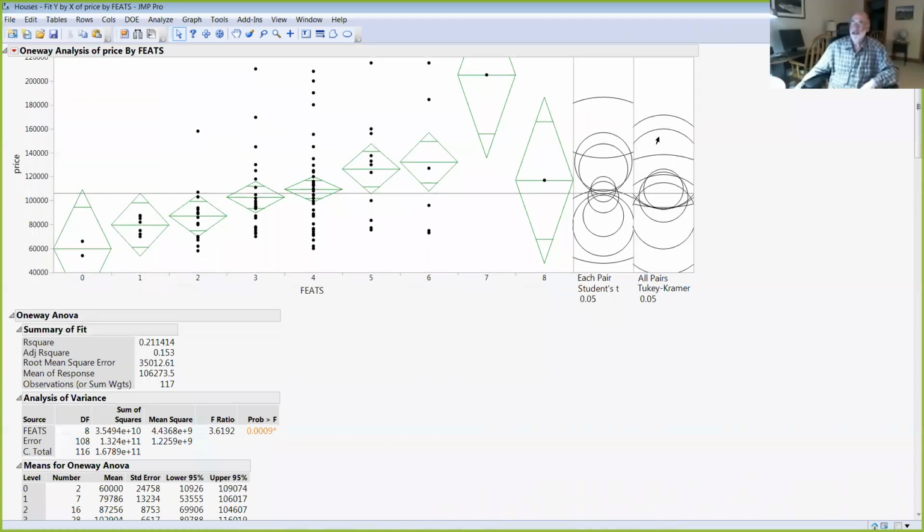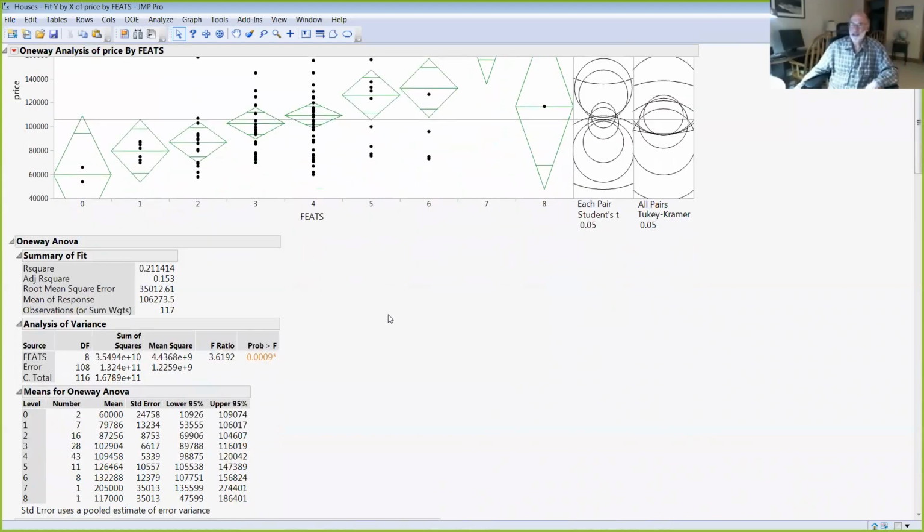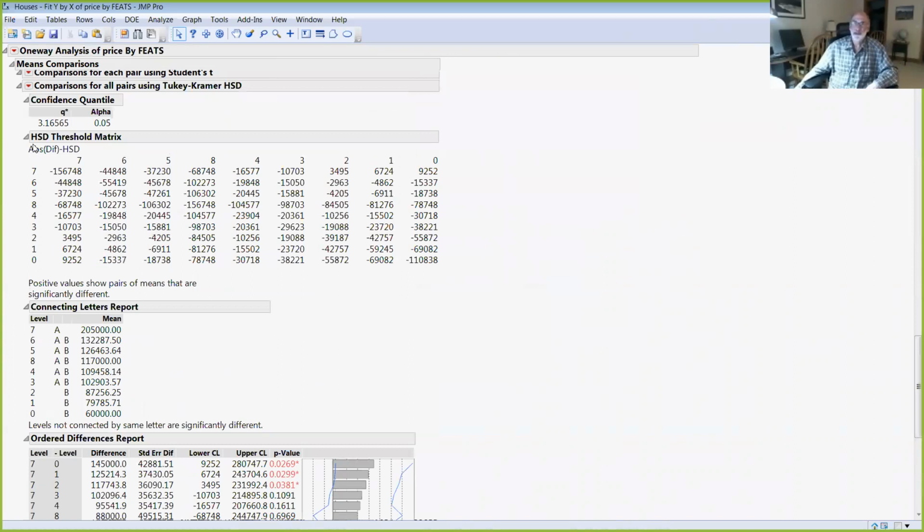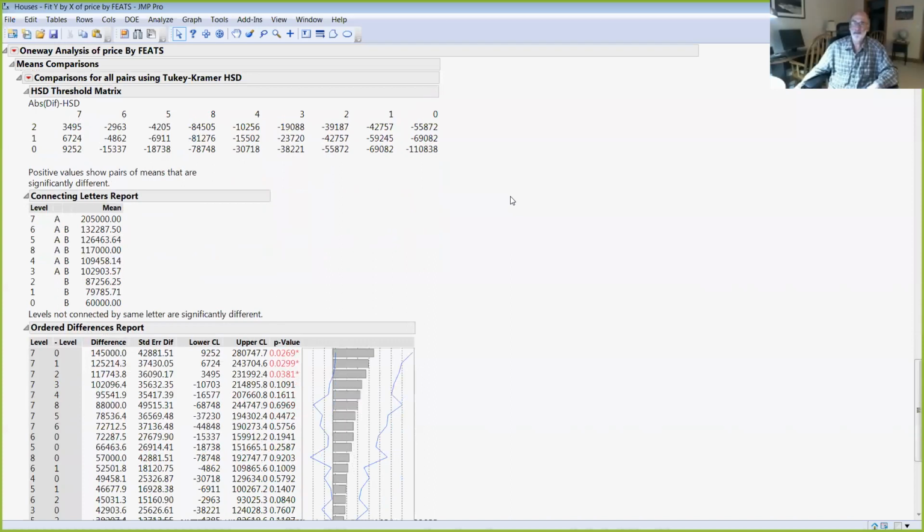You get a different set of these circles, equally unintelligible. You get a different honestly significant difference threshold matrix. Positive values are significant differences. Negative ones are not strong enough to say it's significantly different. A different connecting letters report and a different comparison difference. You can see what the difference is.